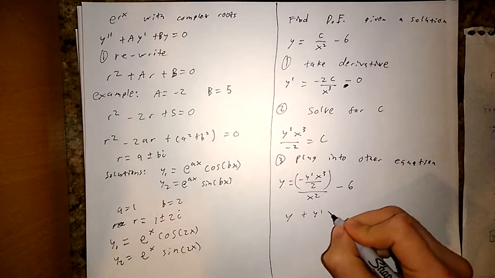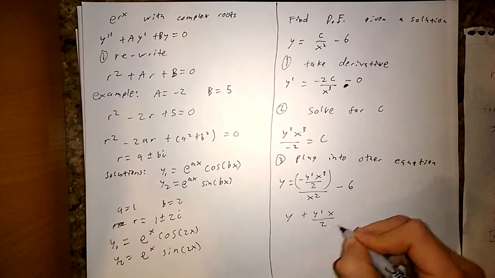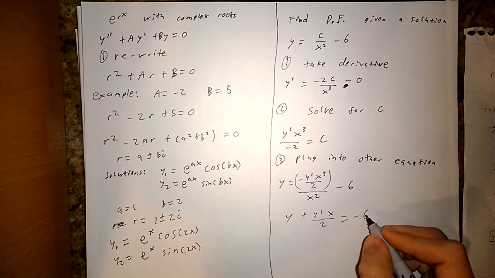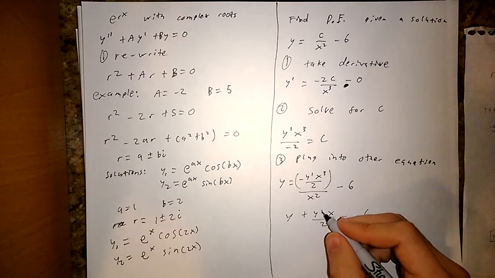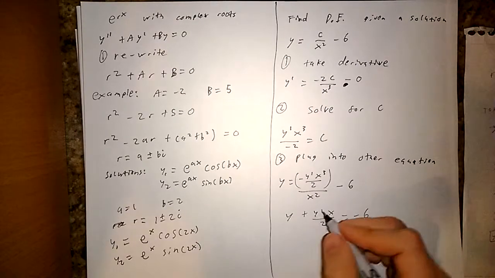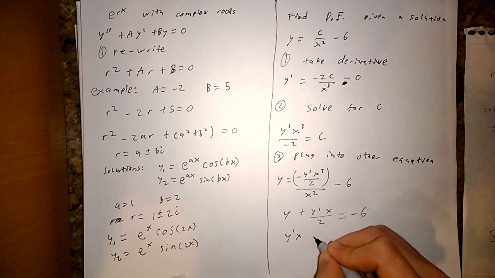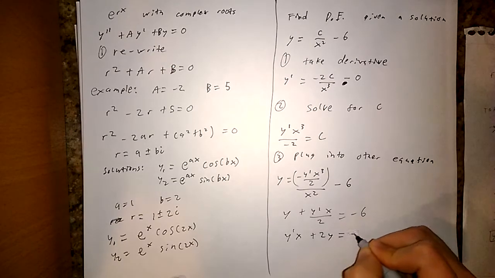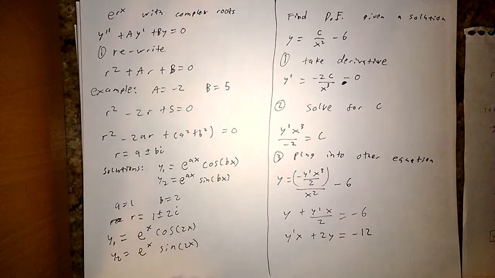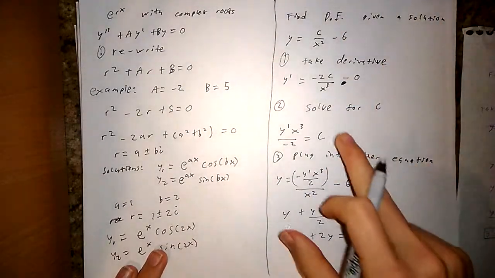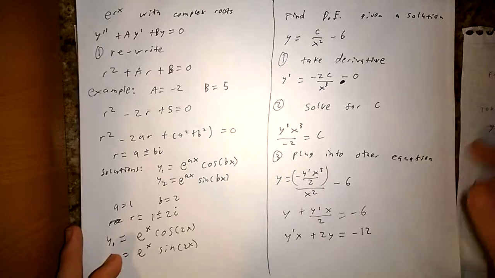This is going to simplify to just have an x to cancel out, over 2 equals -6. Now we want to have y prime as having no other integer value except for 1. And so we're going to have y prime x plus 2y equals -12. And that's how you do it with those types. You just take the derivative, solve for c, and plug it into the other equation, and just put your y's on one side.